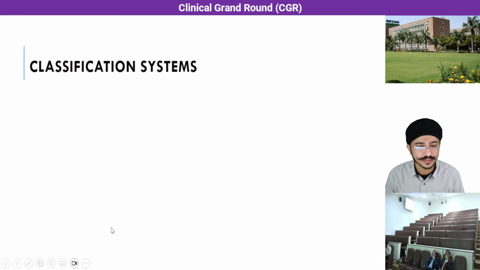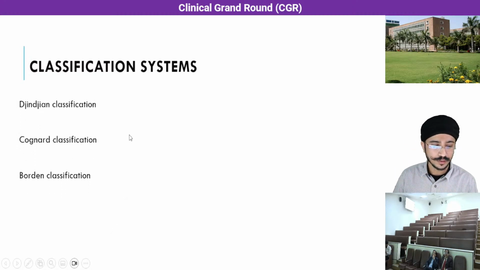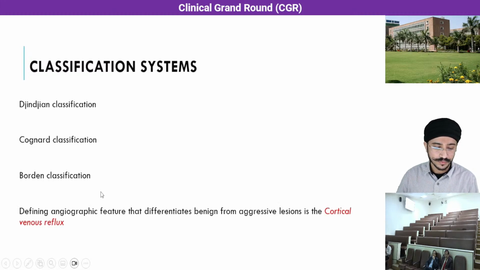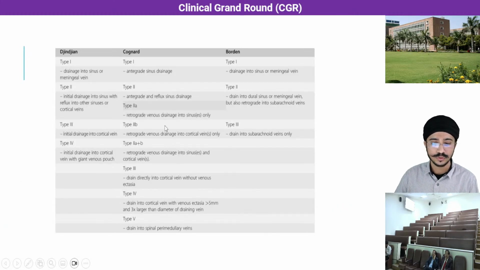So coming on to the classification systems of the dural AV fistulas. Basically there are three main classification systems: the Djindjian classification, the Cognard classification, and the Borden classification, and all of these say that the defining angiographic feature that differentiates benign from aggressive lesions is the presence of a cortical venous reflux. So this is a table depicting all the three systems.